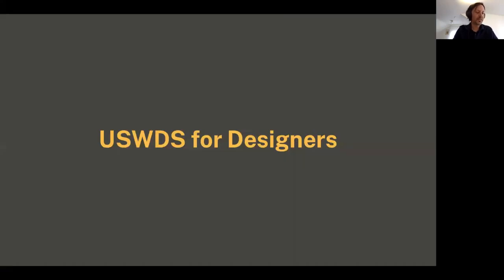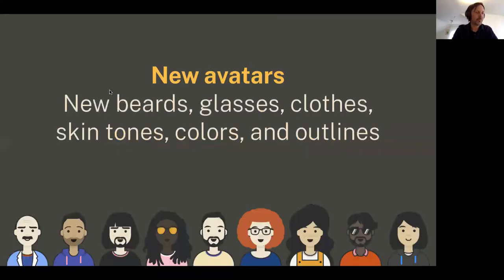Next, USWDS for Designers, the Sketch assets at our USWDS for Designers GitHub repo. The new assets feature new and improved avatars, as I so wonderfully teased earlier. There are a few more beard options, but the big thing is that their shapes and outlines have been improved and their colors are now synced with USWDS tokens, so that all of the various options for the avatars use USWDS colors in their clothes, in their skin tones, and anything associated with the avatar.